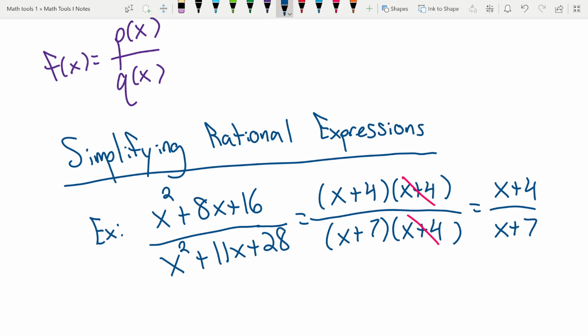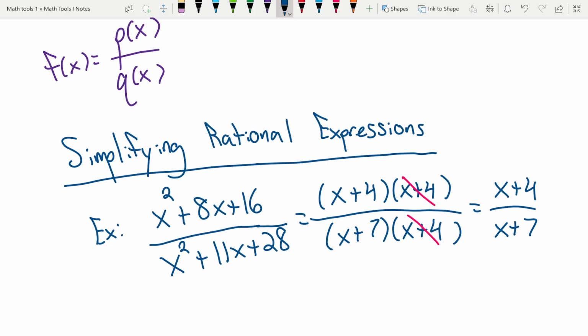Now, like I said, we'll save the function talk for later, but I do want to point something out right now as we're looking at this. We're using the equality sign here to say x squared plus 8x plus 16 divided by x squared plus 11x plus 28 is equal to x plus 4 over x plus 7. And that's true, as we just showed.